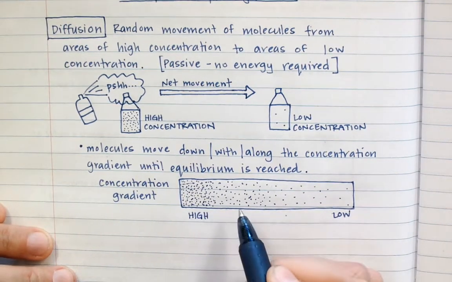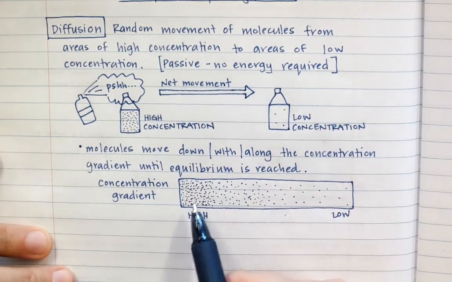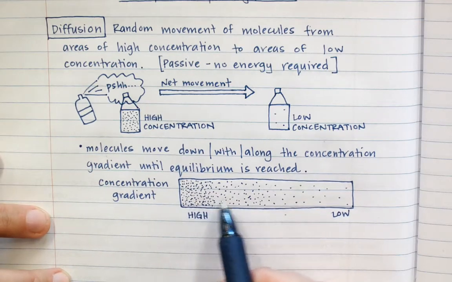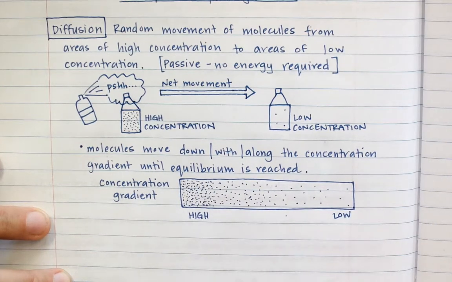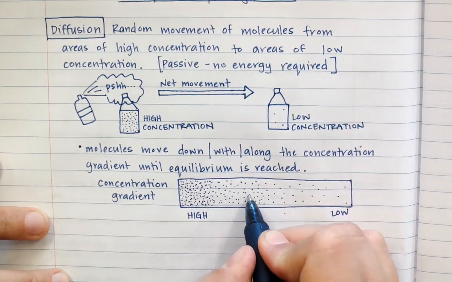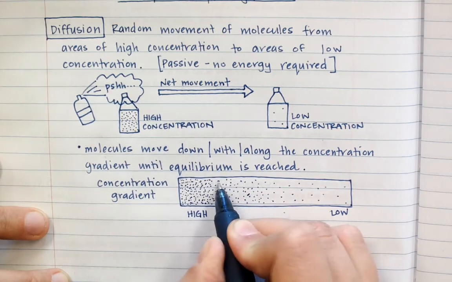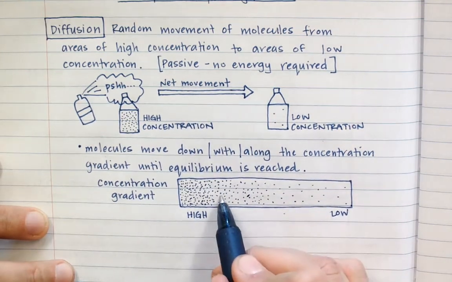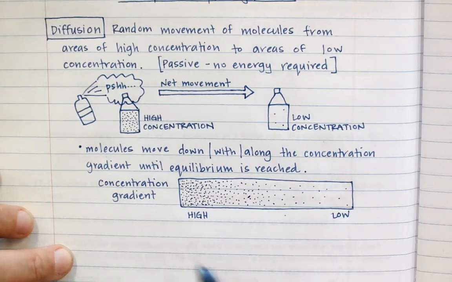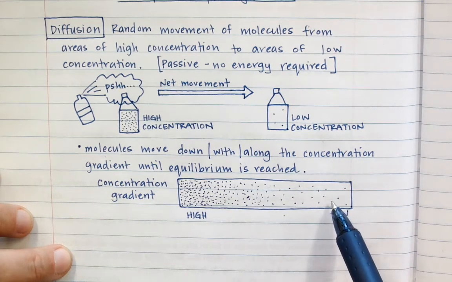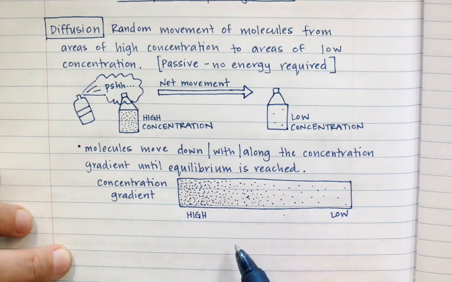Equilibrium is when you have them evenly dispersed. So if these move along the concentration gradient from high to low, then it's going to do that until equilibrium is reached. So I would have the same number of molecules here, but there's going to be the exact same amount of space between them. And once equilibrium is reached, the molecules are still moving, but you have an equal number moving this direction as you do moving this direction, an equal number moving up as are moving down.